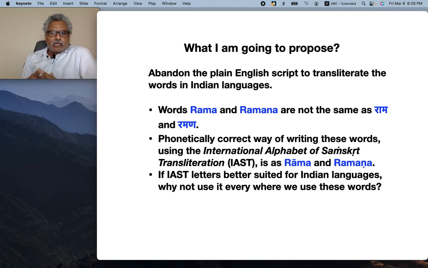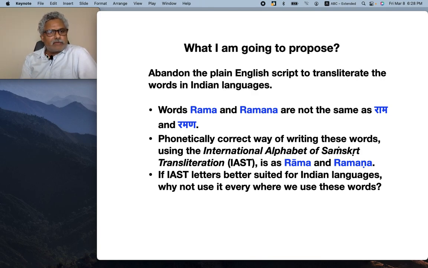But later on, there came an extension of this English script, the International Alphabet of Sanskrit Transliteration, which came up with additional notations like putting a dot over or under a letter to represent the missing portion of the letters from our languages.